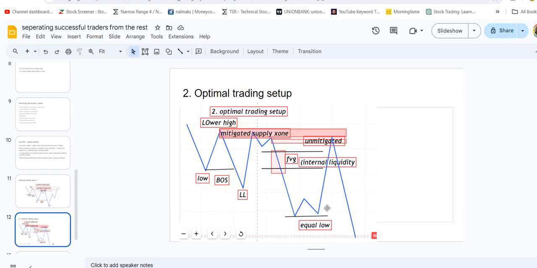This is another trading setup. So you can anticipate when you see a double bottom, you can take your position to the unmitigated order block, and when it approaches this unmitigated order block, you can go short in the market, placing the stop loss above the mitigated supply zone.